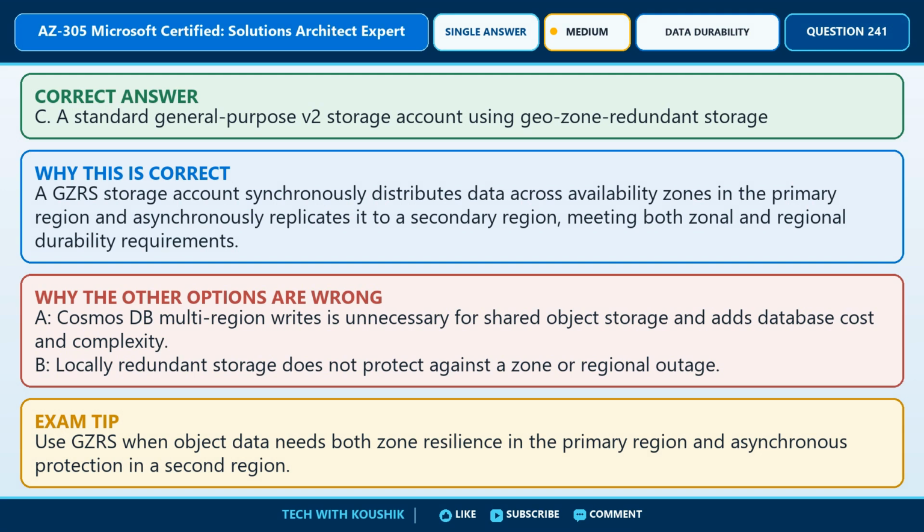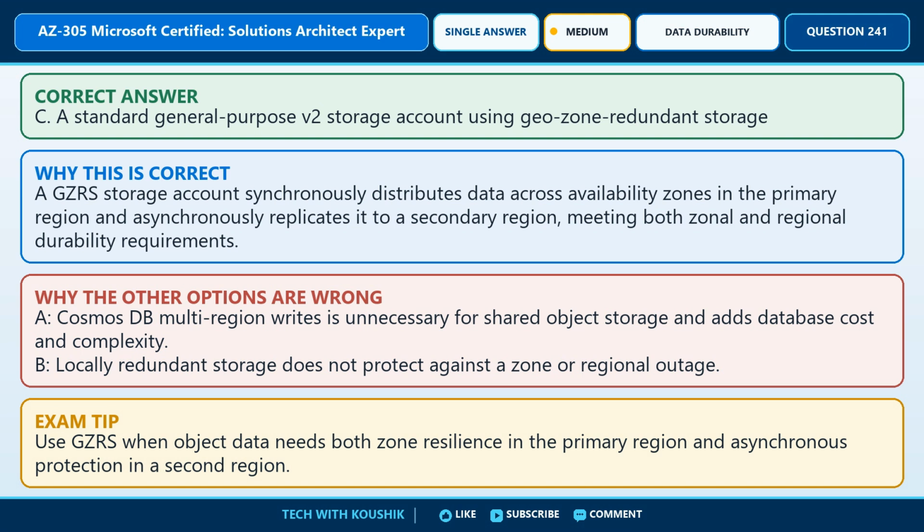A GZRS storage account synchronously distributes data across availability zones in the primary region and asynchronously replicates it to a secondary region, meeting both zonal and regional durability requirements. The alternatives can be eliminated because: A, Cosmos DB multi-region writes is unnecessary for shared object storage and adds database cost and complexity. B, locally redundant storage does not protect against a zone or regional outage.